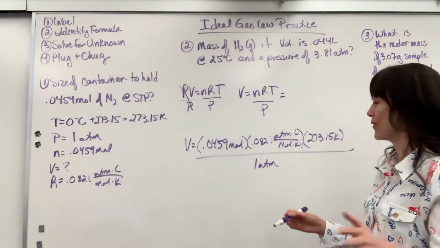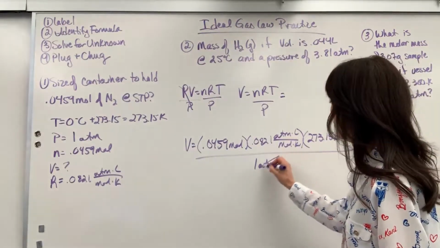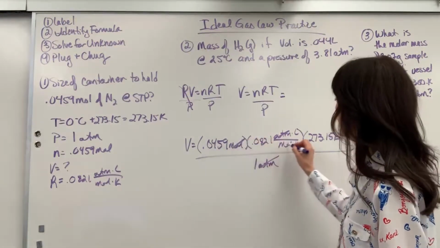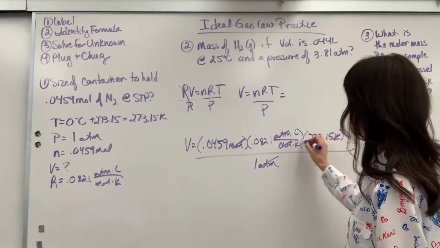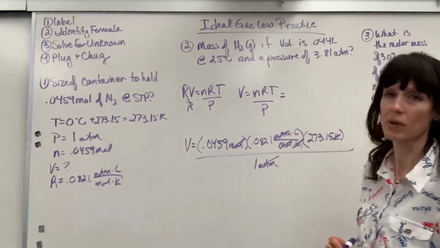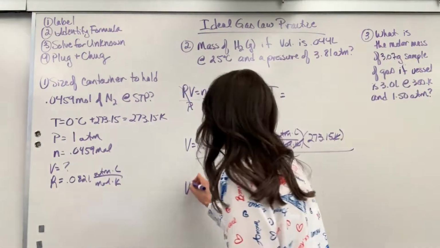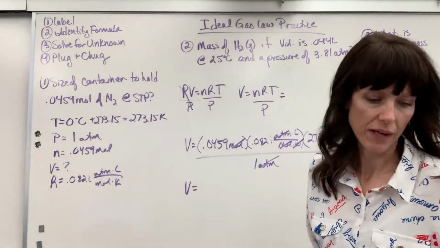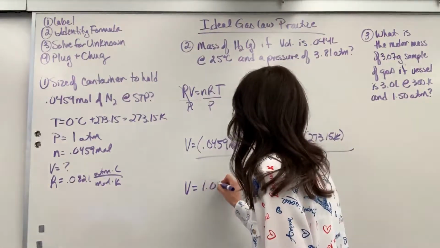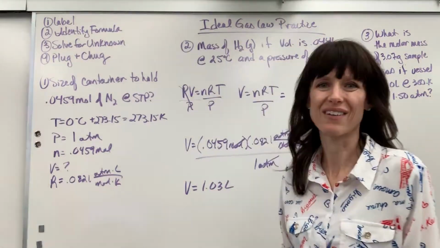Okay. So atm will cancel, mole cancels, Kelvin cancels, and check it out. We are left with liter, and that's what we wanted. Volume equals, and let's see what our value is. It is 1.03 liters, and there you have it.